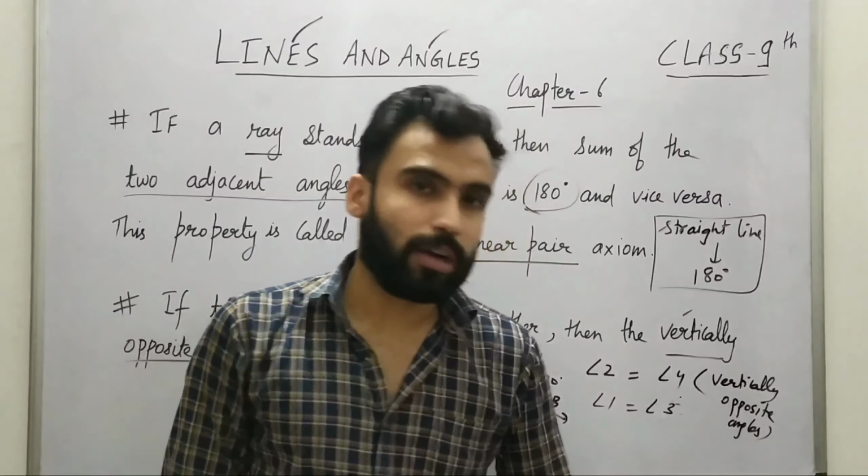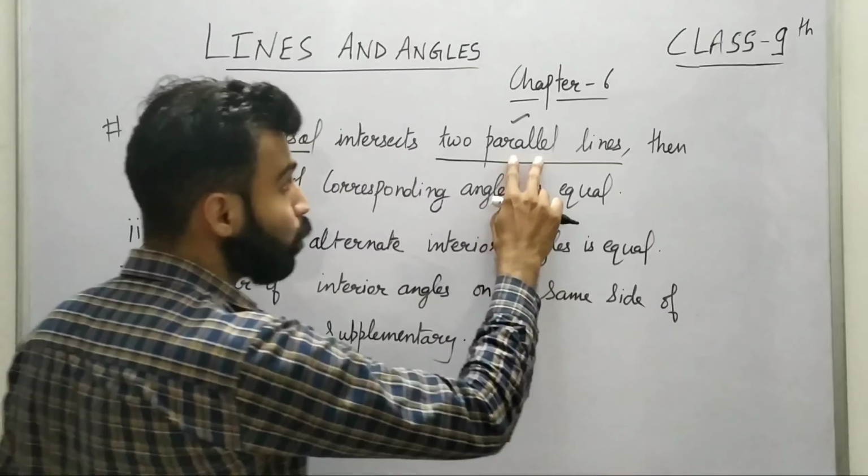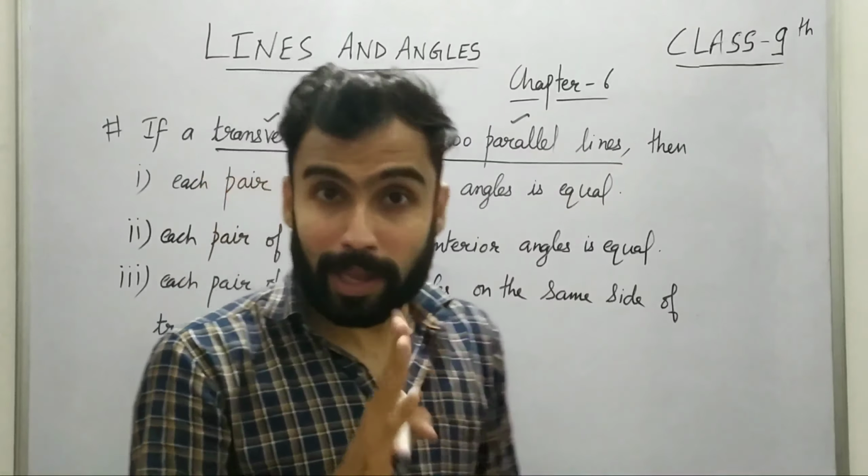So students, let's discuss the next topic here. It is written here that if a transversal intersects two parallel lines. So there's a transversal and two parallel lines. Let me tell you one by one. First, it is given that the two lines are parallel to each other. So always remember. Let me draw two lines like AB and CD. So the two lines are parallel to each other. You can see it is given.